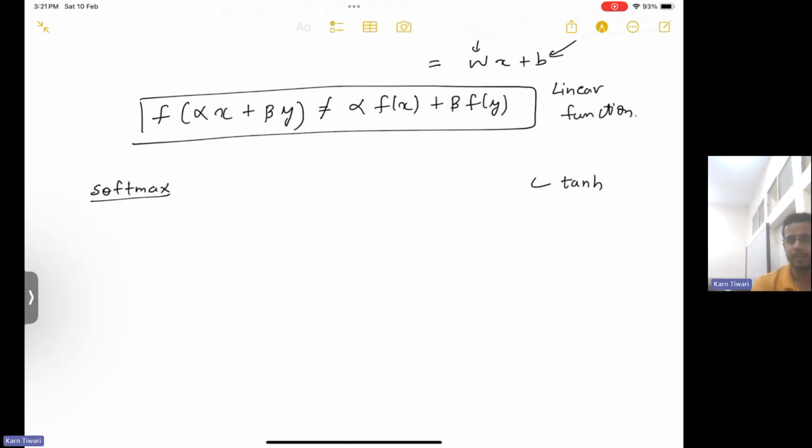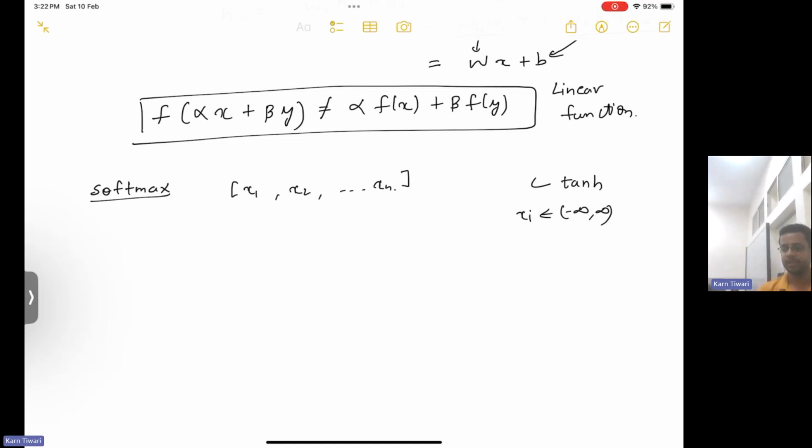So what is softmax basically? Softmax is just, for example, we have a vector x1, x2 till xn. Each of these quantities can be from minus infinity to infinity, that is, xi belongs to minus infinity to infinity.